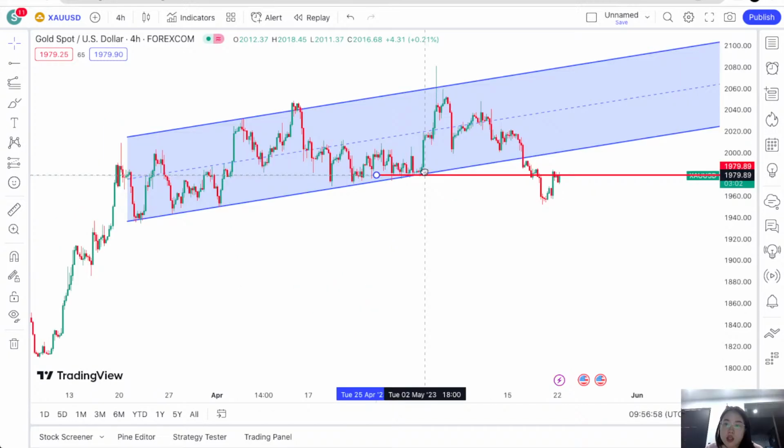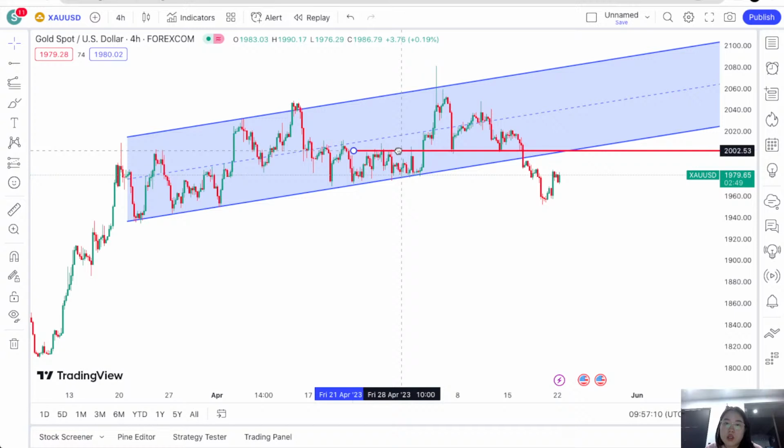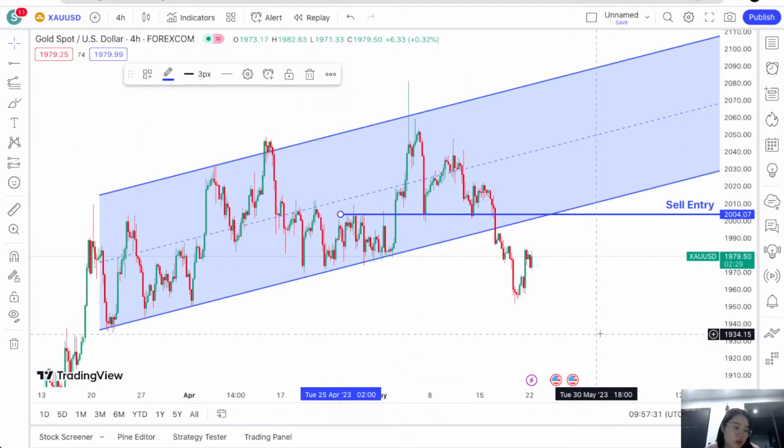Okay, first things first, I'm going to move the resistance down because that resistance is too far from current price, so it's not really relevant to what we're trying to get at. Actually, the resistance that I used was here. Yeah, this was the resistance that I was using. Okay, I remember my analysis now. My sell was around this area. I'm going to quickly put a sell entry here, and a take profit here.